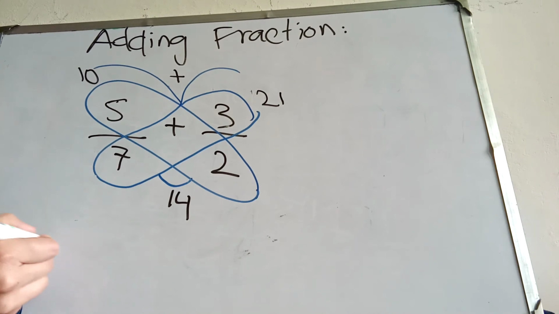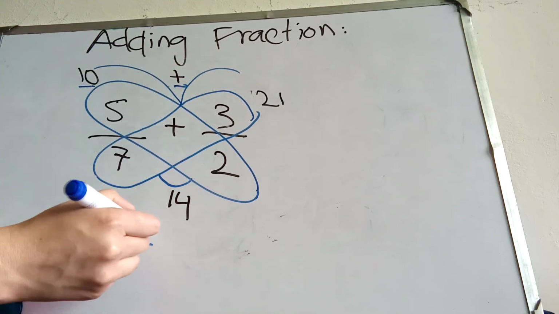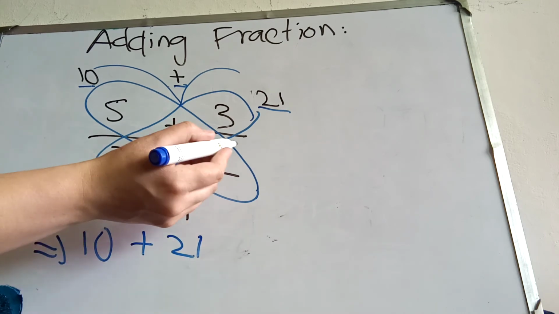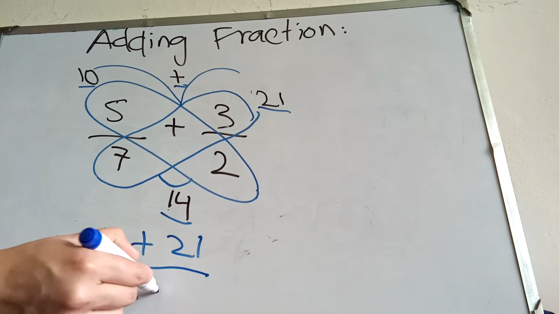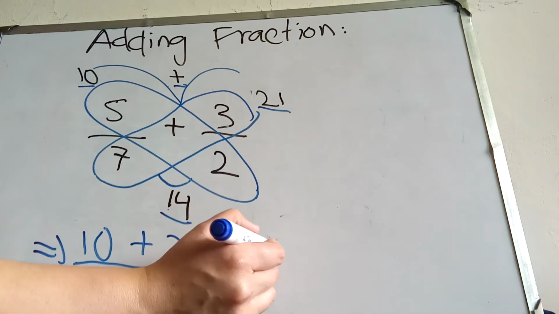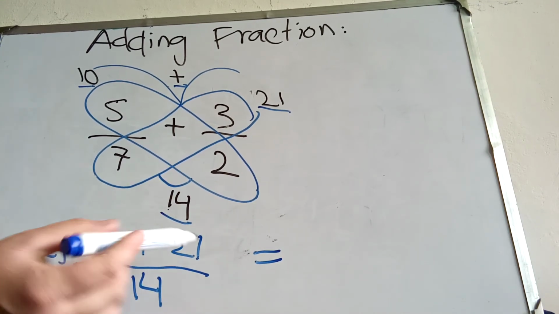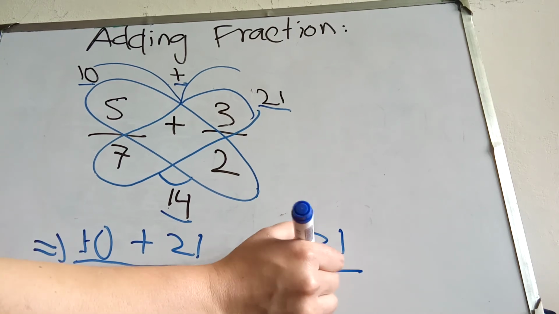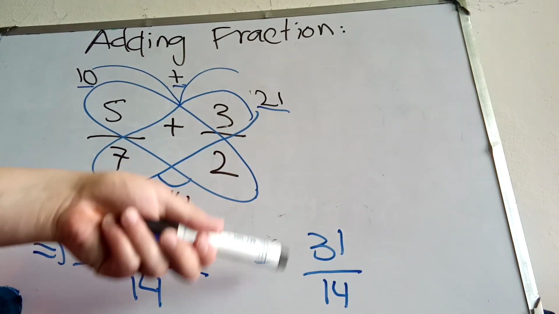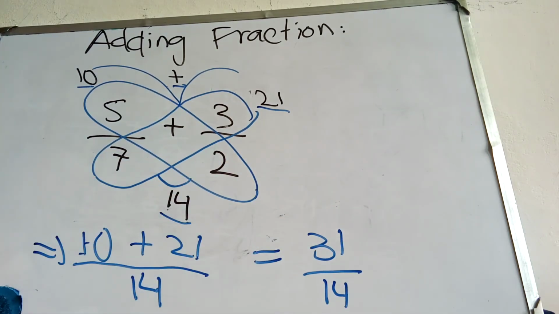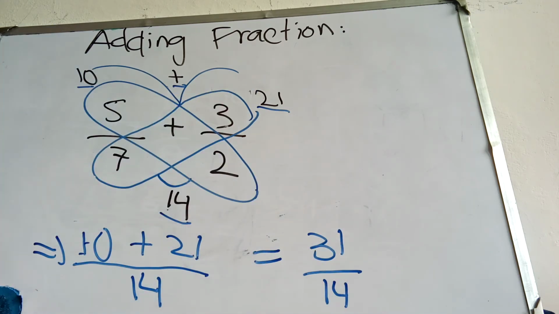Now after this, just write this number, that is 10, then plus, then 21, then the bracket over, what's the answer? 14. Now add these numerators, that is 10 and 21. So that means 31 over 14. If both can cancel each other, you may cancel it, but here it is impossible to cancel, so it will remain the same. You can write it as a mixed fraction as I told you in the previous video.